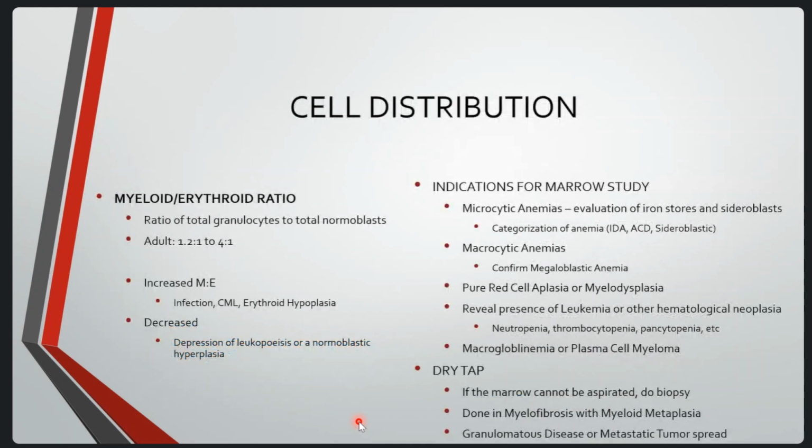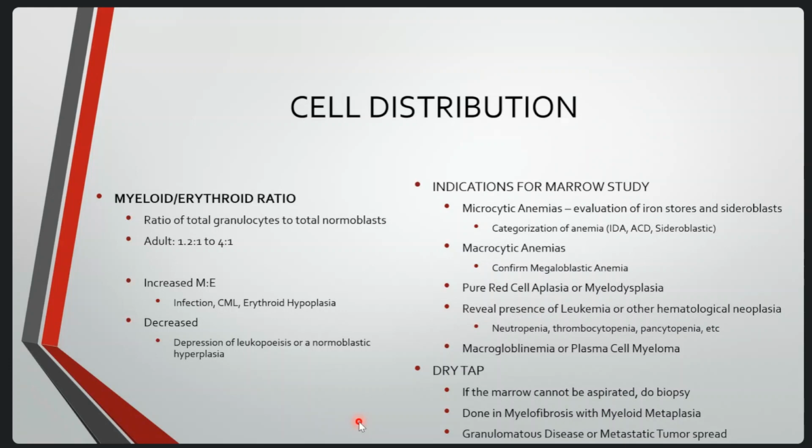Now we have the cell distribution, the normal M:E ratio or the myeloid-erythroid ratio. This refers to the ratio of total granulocytes to that of the total normoblasts. For an adult, it has a wide range from 1.2:1 to 4:1. When there's an increase in the M:E ratio, we consider infection, chronic myelogenous leukemia, erythroid hypoplasia. For a decreased M:E ratio, this can be associated with depression of leukopoiesis or normoblastic hyperplasia.